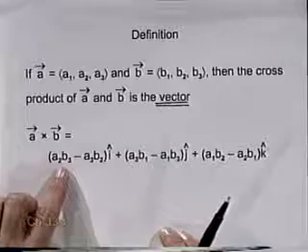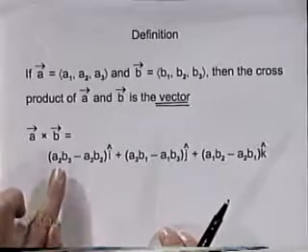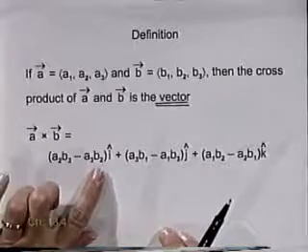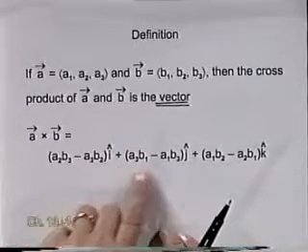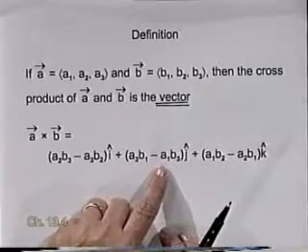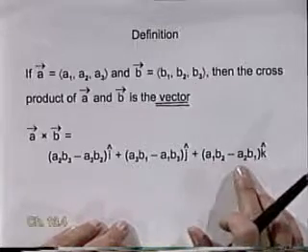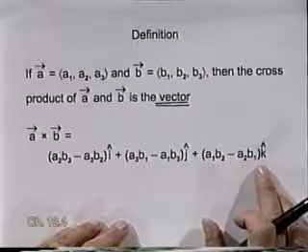Notice the X component. You're looking at it like, my goodness, how am I ever going to remember this? But don't worry about it. It's A2B3 minus A3B2 times I. The Y component is A3B1 minus A1B3 times J. And the Z component is A1B2 minus A2B1 times K.